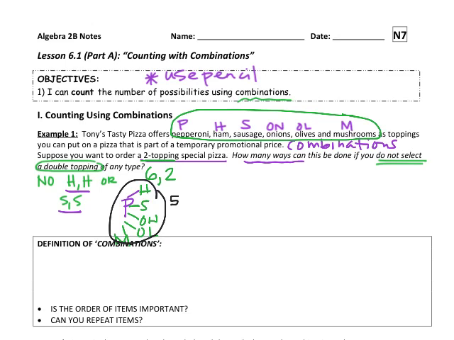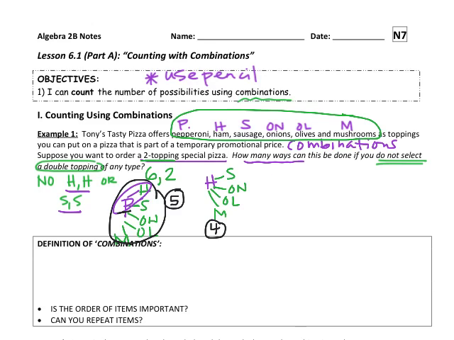Now if we start again with a different starting item, let's start with ham. And of course, we can't include pepperoni because that would be just like this one over here that we just made. So if we start with ham, we could also include a combination of ham and sausage, ham and onion, ham and olive, or ham and mushroom. Now, if we count those up, that's 4 different ways, right? We have 5 from when we started with pepperoni. We have 4 when we started with ham.